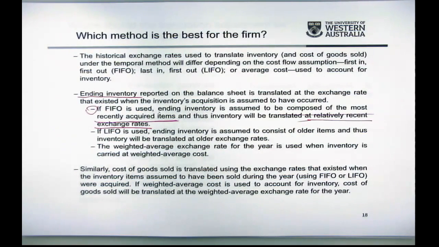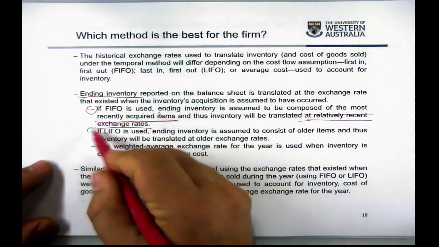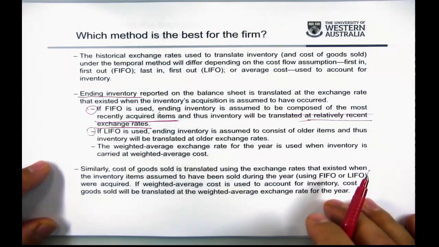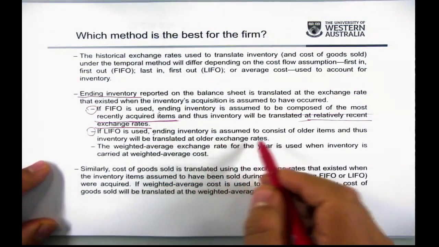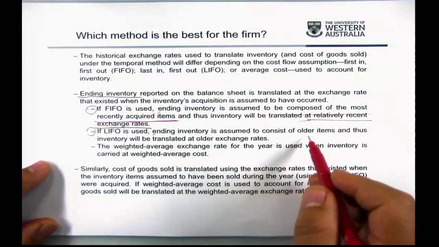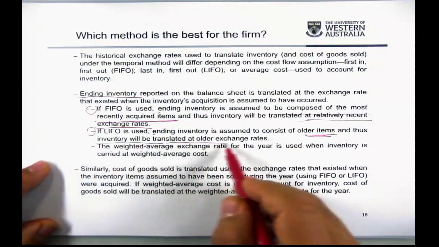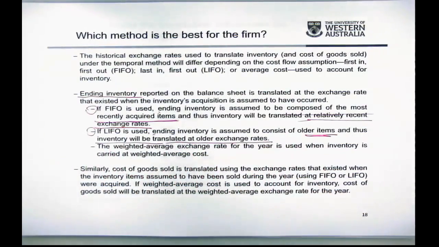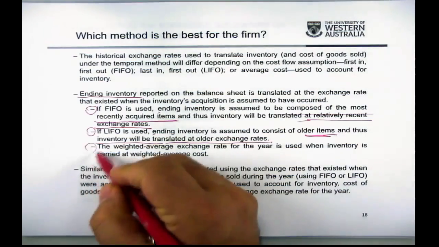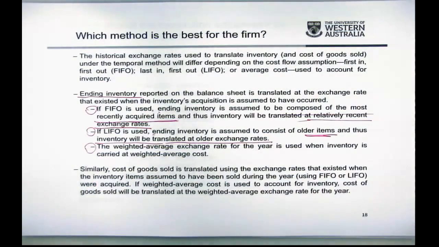Okay. And if LIFO is used, in this case, ending inventory is assumed to be composed of old items, and so inventory will be translated at an older exchange rate. Again, we use rates that correspond to the time in which these items were acquired. Okay? And if the average cost is used, in this case we use an average exchange rate, a weighted average, okay? Weighted average.